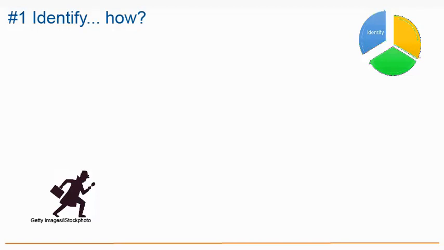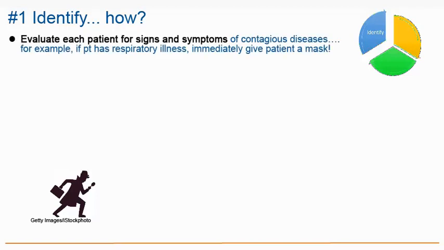Now we will dive a little deeper into each step. First, let's talk about how you identify the contagious person. The first step is to evaluate every patient for signs and symptoms of contagious diseases. For example, if the patient has a cough or sore throat, you should immediately give that patient a mask. This can be done where the patient first checks in with the ED reception desk. It does not necessarily have to be a nurse who asks this question.